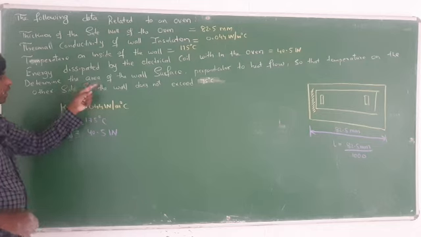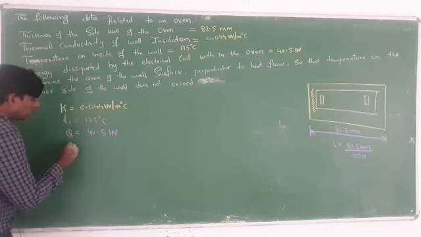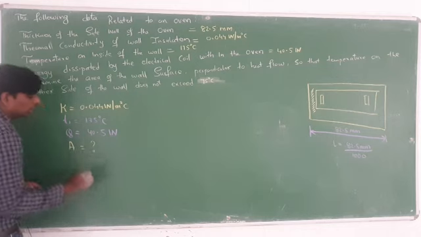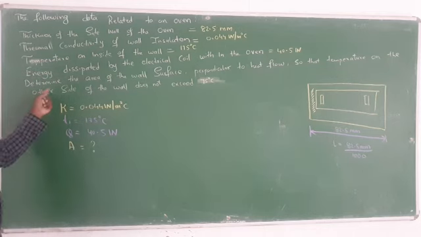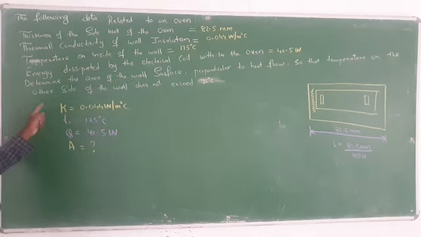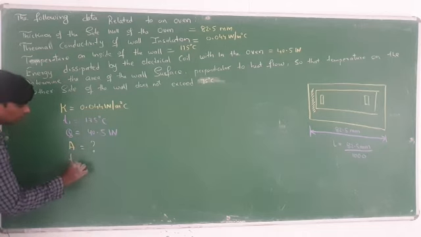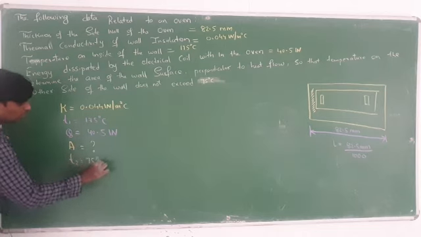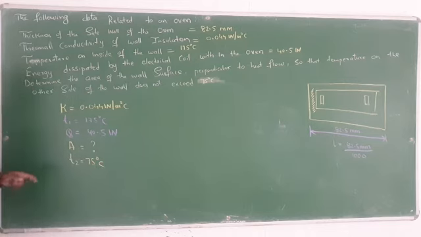He is asking to find out the area. Determine the area of the wall surface perpendicular to the heat flow so that the temperature on the other side of the wall does not exceed a limit. Means T2 value is also given. T2 is equal to 75 degrees centigrade. K value is given, T1 value is given, Q is given, as well as T2 is given. He is asking to find out the area.